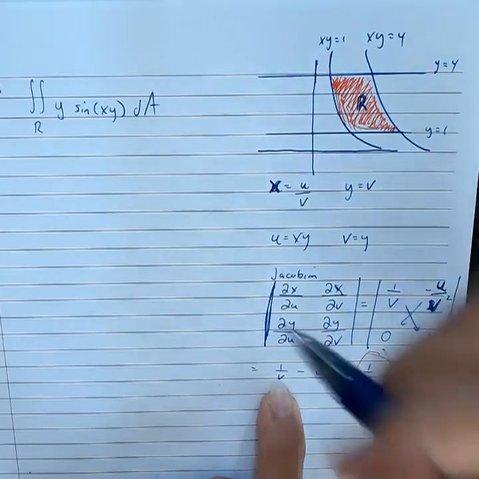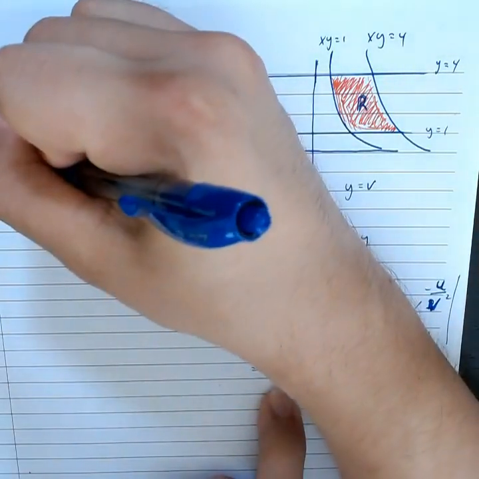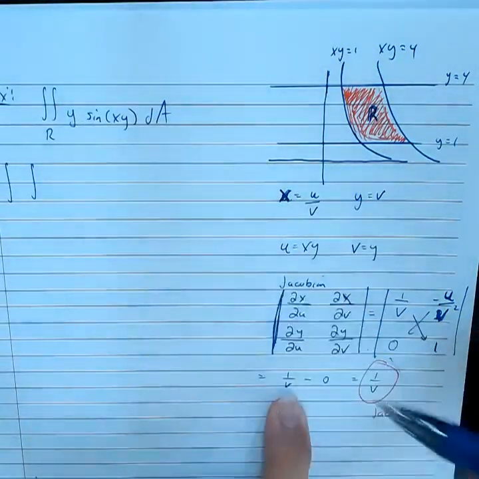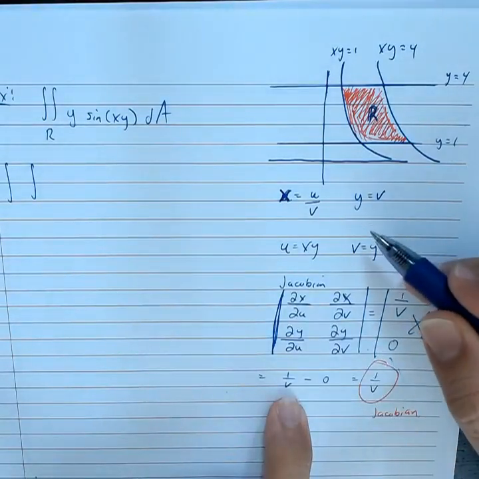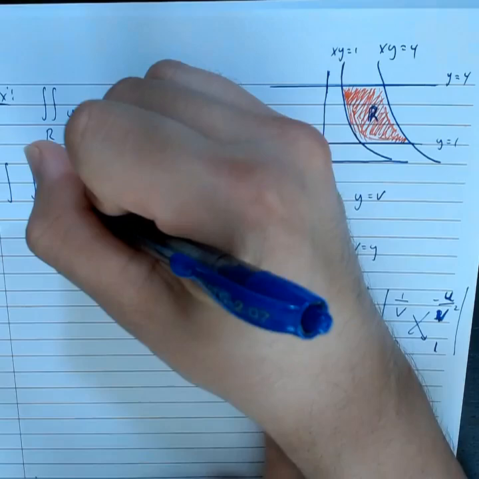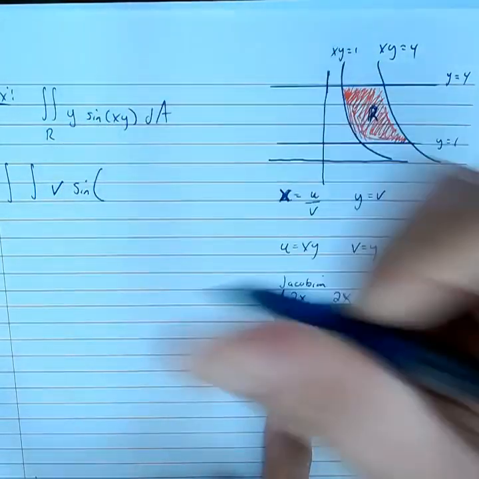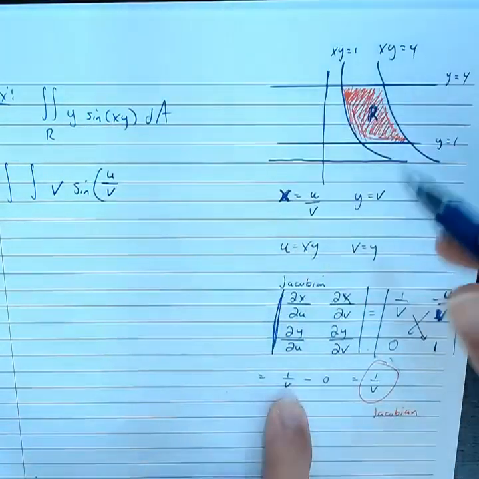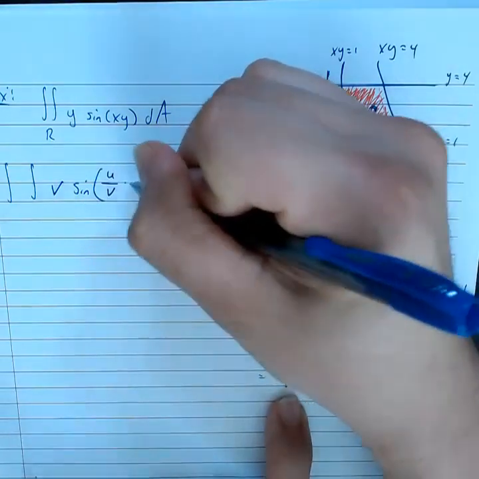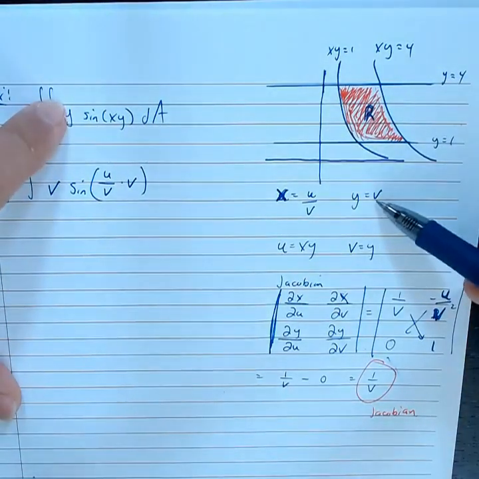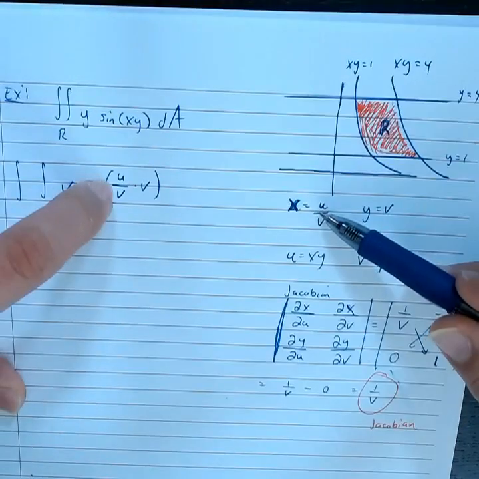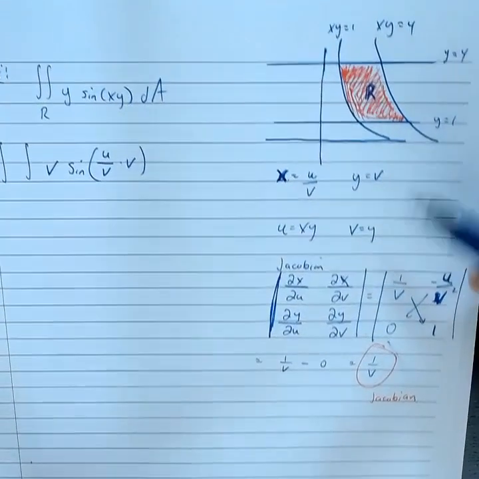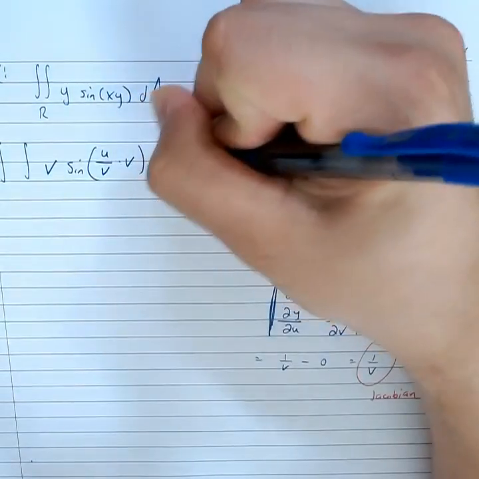So let's start with our transformations here. This is going to be the double integral. We're going to write this as an iterated integral. Y, well, we know y is just being replaced by v. Sine of x times y, well, again, we know x is u over v, and again, we know y is v. So y becomes v, x becomes u over v, and y becomes v. And dA is going to become du dv along with our Jacobian. So it's going to be times 1 over v.